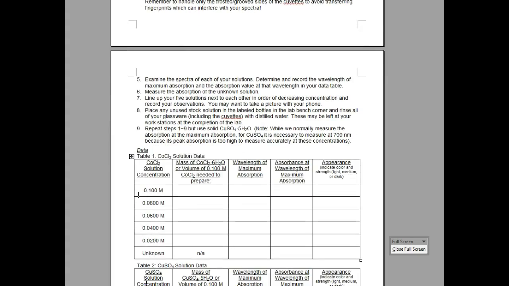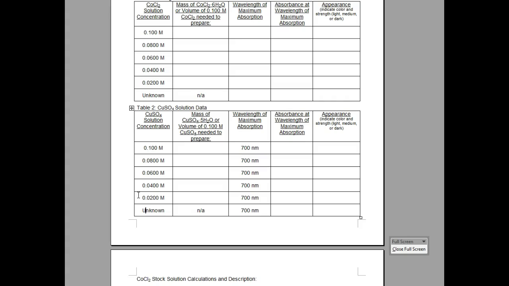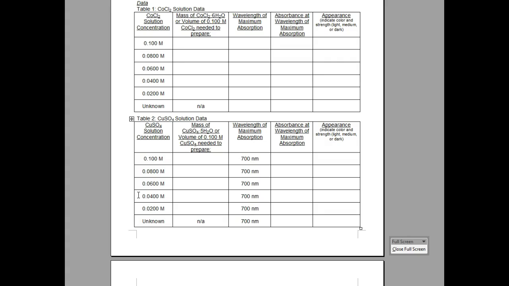Make sure you have your heading in your data table as part of your lab report. So you're going to want to have this information complete. And again, you want to make sure you have that second column complete with the math, the calculations you did to determine how to prepare your solutions.